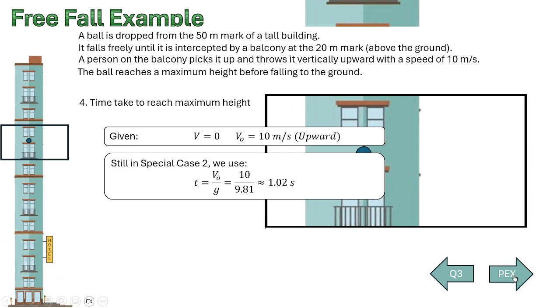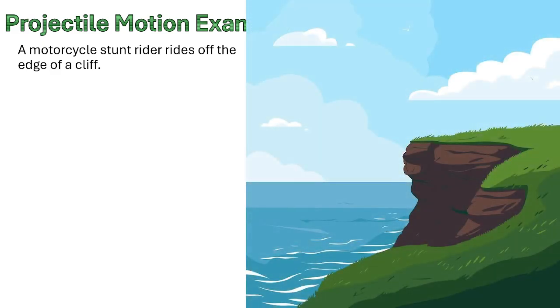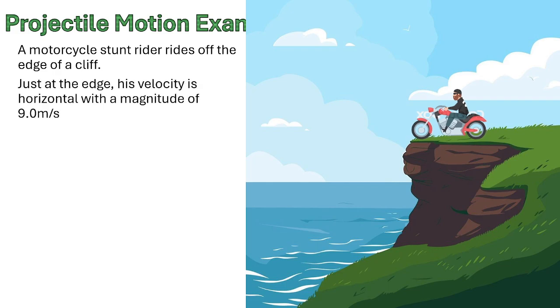Okay, so let's move on to our projectile motion example. Our projectile motion example is this. A motorcycle stunt rider rides off the edge of a cliff. This is the cliff and this is our motorcycle rider. Just at the edge, his velocity is horizontal. Take note, his velocity is horizontal.